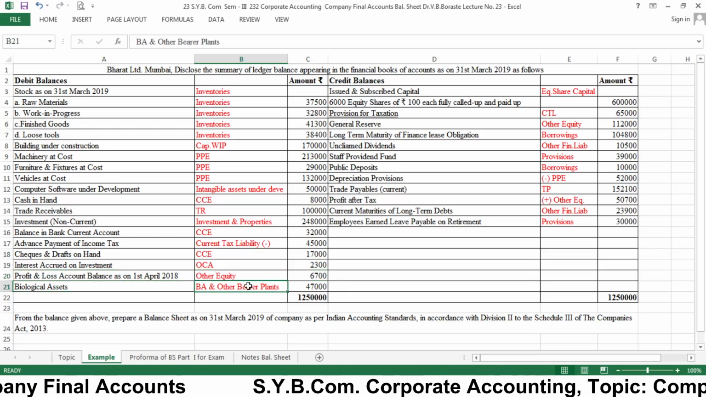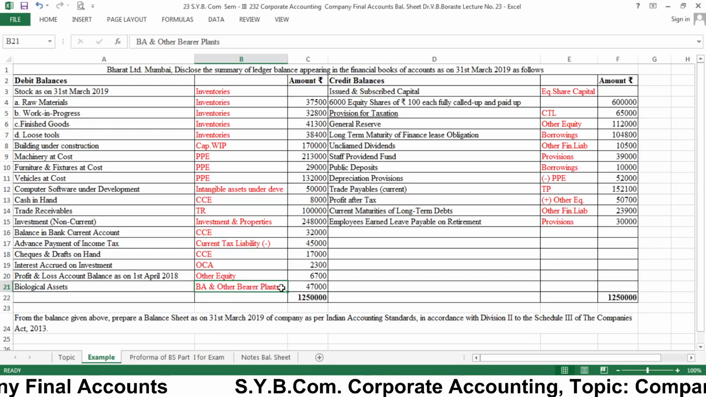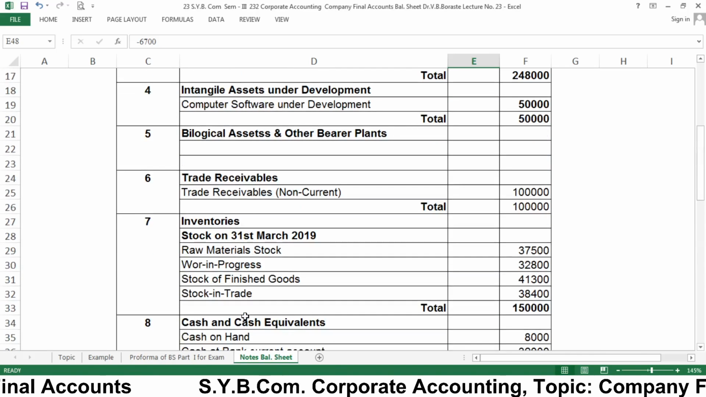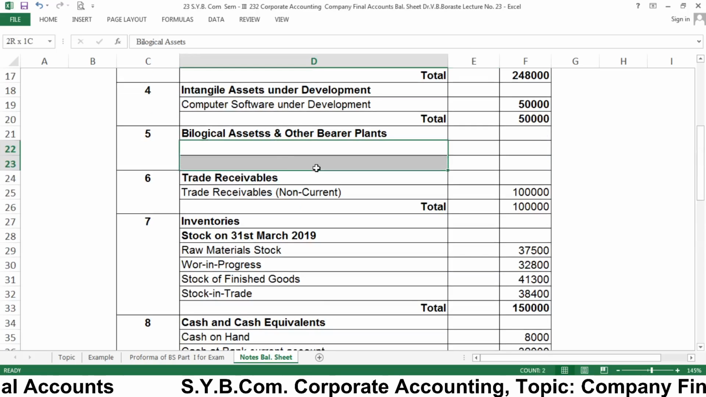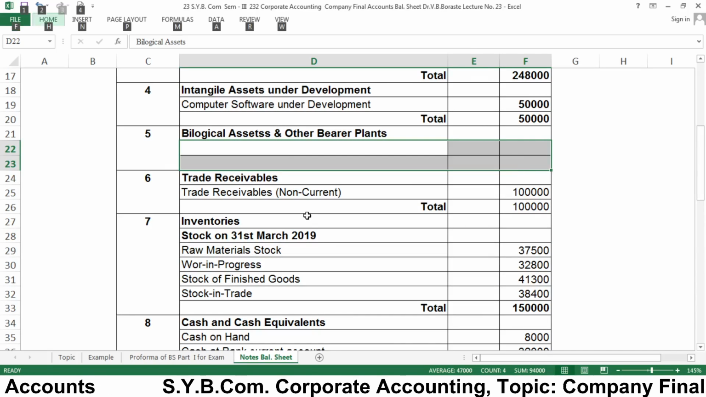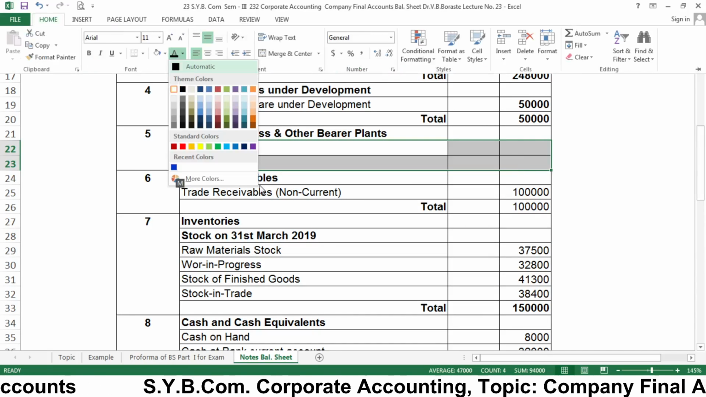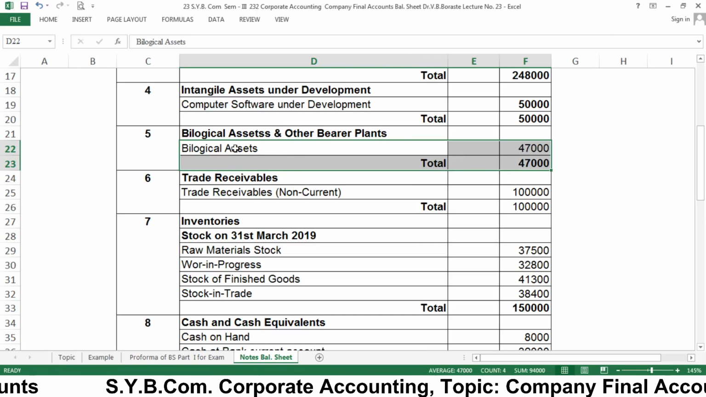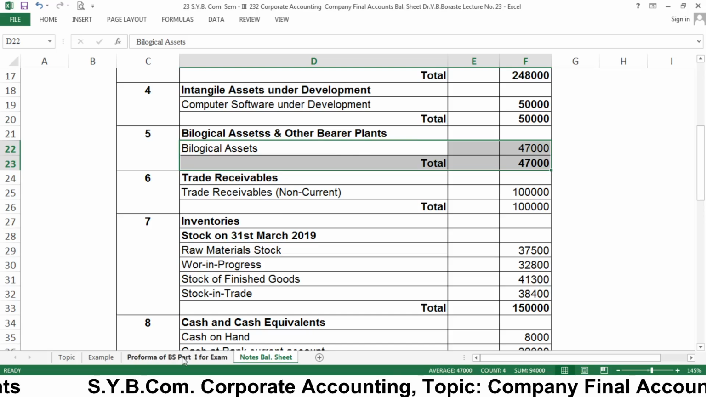After that, there is a biological asset. It has to be recorded in biological assets and other bearer plants. So here we have biological assets. The biological asset amount is rupees 47,000. So it will be recorded in the biological asset note.